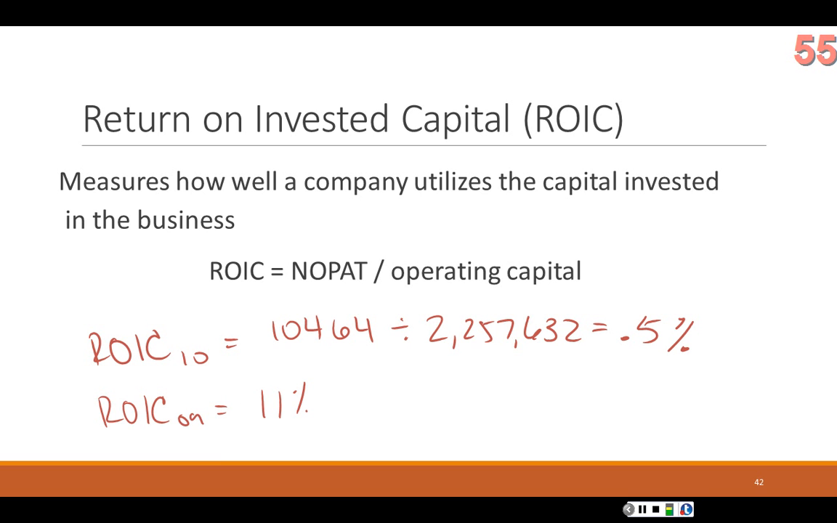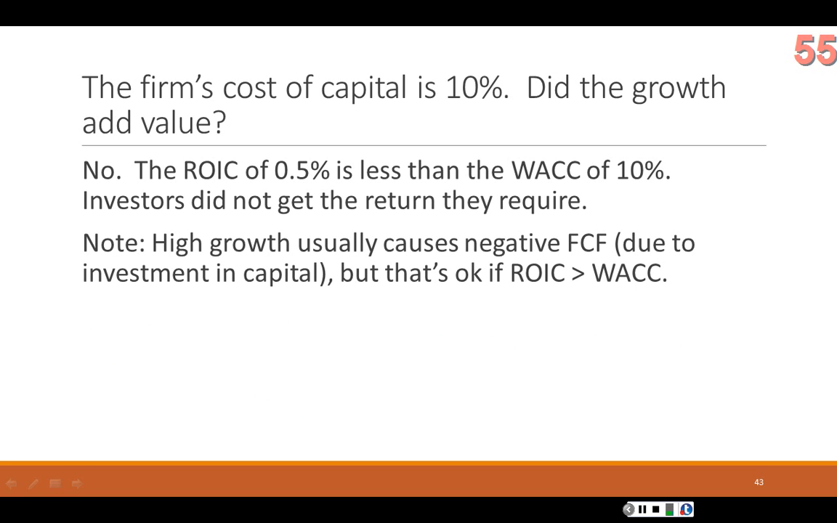So if the firm's cost of capital is 10%, which is what the Excel statement says, it says the weighted average cost of capital is 10%. Did this growth, the negative free cash flow, did it add value to the firm? And the answer would be no. That's because this return on invested capital is 0.5%, and it's less than the return that the investors require of 10%. But high growth usually does cause negative free cash flow due to the investment in capital, but that's okay only if the return on invested capital is greater than the weighted average cost of capital.